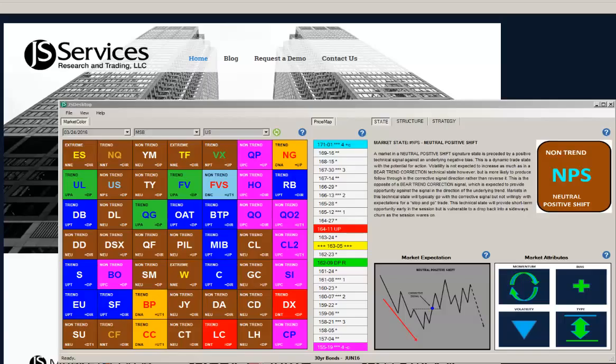Today we're going to go over a neutral positive shift when the R level is equal to the downside pivot, which we saw in the U.S. Treasury bonds. A neutral positive shift is a market that's been in a neutral zone and it had a positive shift. This is a dynamic trade state with the potential for action.